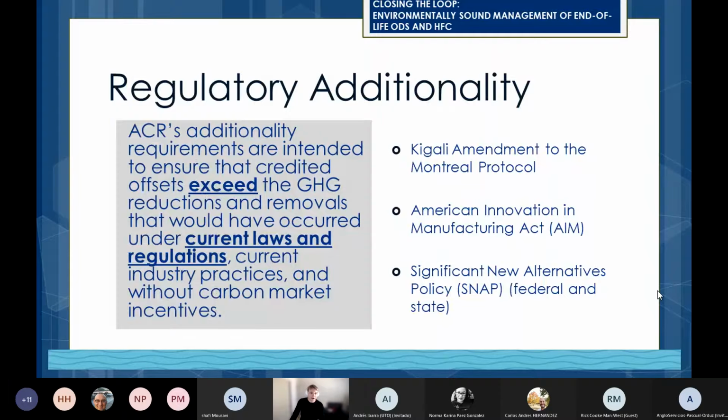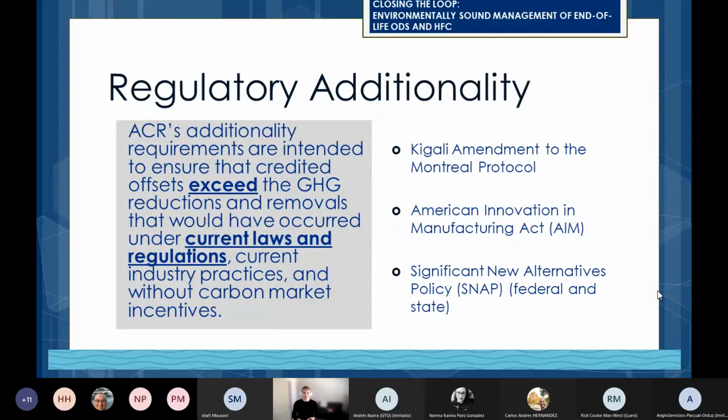So as I mentioned before, every emission reduction must be above and beyond what would be required by regulation. And this concept is called regulatory additionality, and it's unique to carbon offsets as a finance mechanism. ACR's additionality requirements are intended to ensure that credited offsets exceed the greenhouse gas reductions and removals that would have occurred under current laws and regulations, current industry practices, and without carbon market incentives. So that you're not getting credited for things that would have happened anyway.